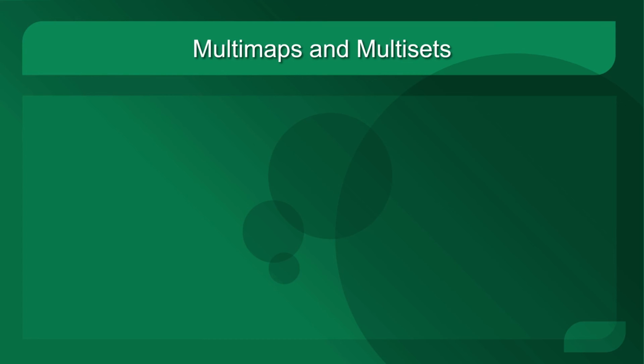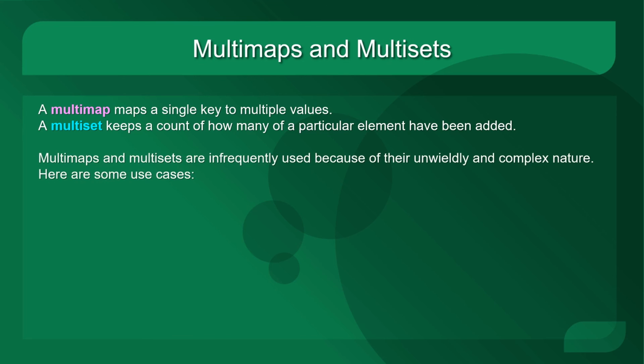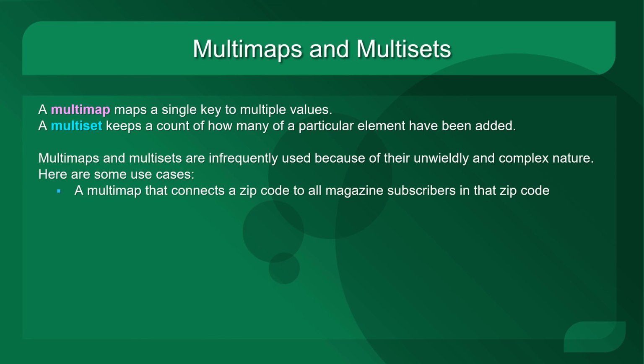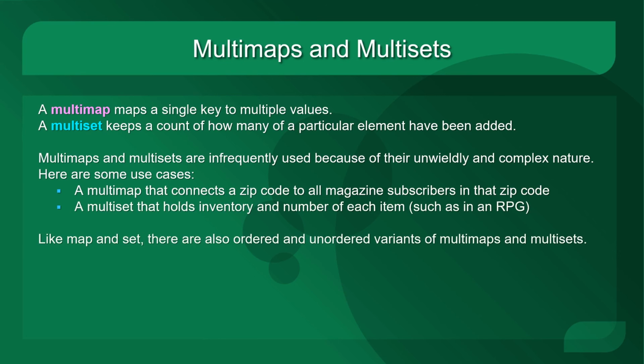A variation on maps and sets is what we refer to as multimaps and multisets. A multimap maps a single key to multiple values, while a multiset keeps track of how many of a particular element have been added. Multimaps and multisets are not used nearly as frequently as maps and sets because they're a little more complex and hard to use. But there are some use cases. For example, you might use a multimap to connect a zip code to all magazine subscribers within that zip code. You might use a multiset to hold the inventory and the number of each item for something like an RPG. Like maps and sets, there are also ordered and unordered versions of the multimap type and the multiset type.